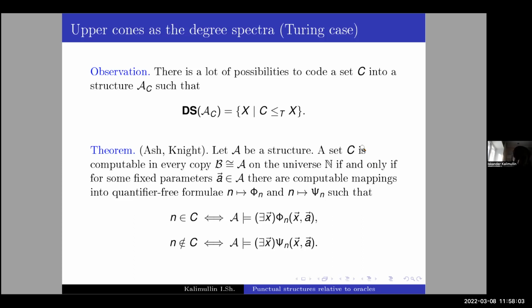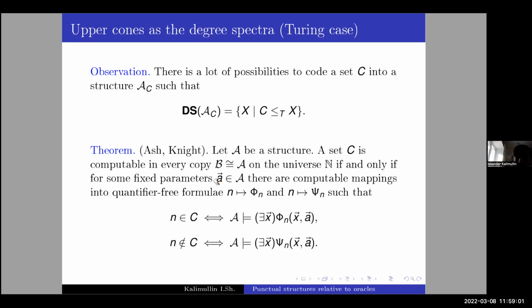So more formally, we can provide a computable mapping from natural numbers into the quantifier free formulas, phi n and psi n, such that n belongs to C if and only if in A there are some tuples satisfying the property phi n, and n does not belong to C if and only if psi n is satisfiable by some tuple in A, up to some tuple of parameters in A, which can be fixed from the beginning.